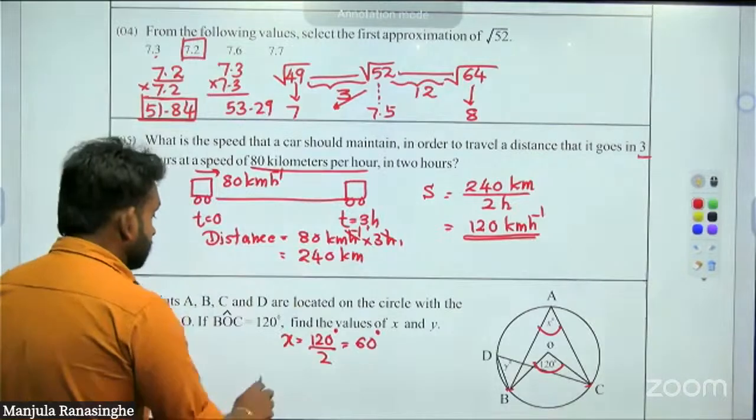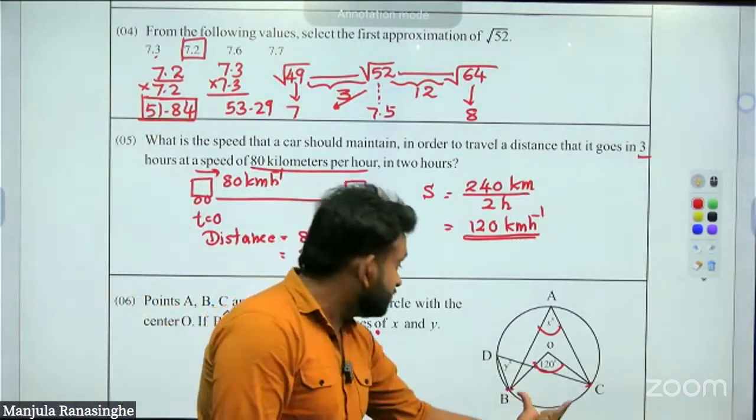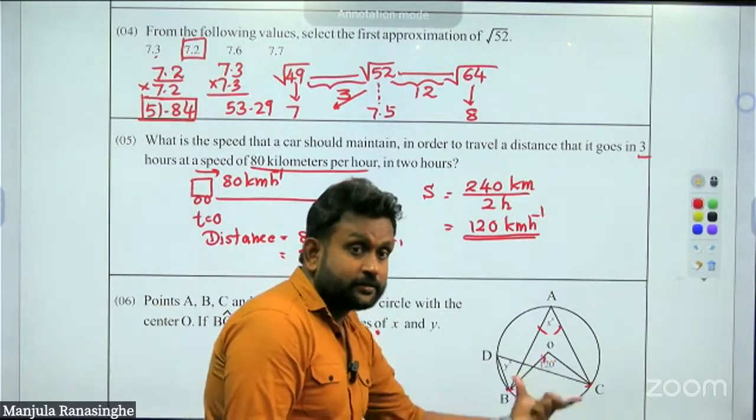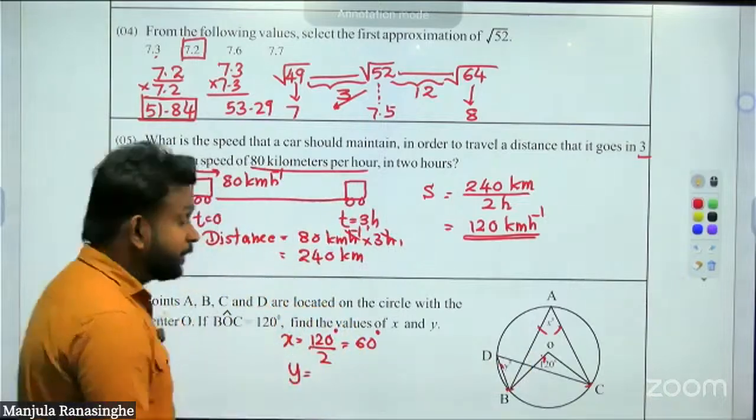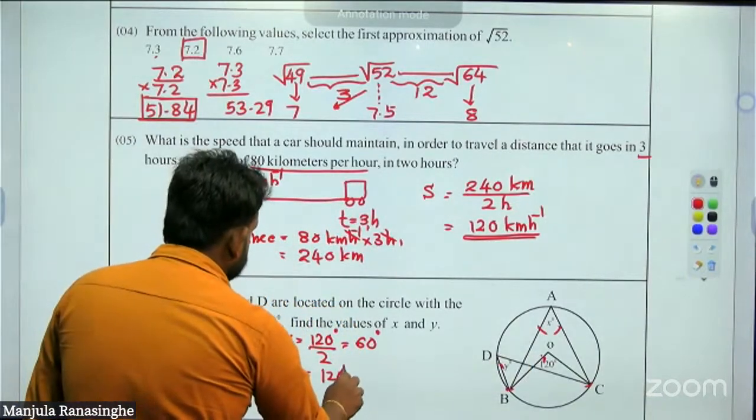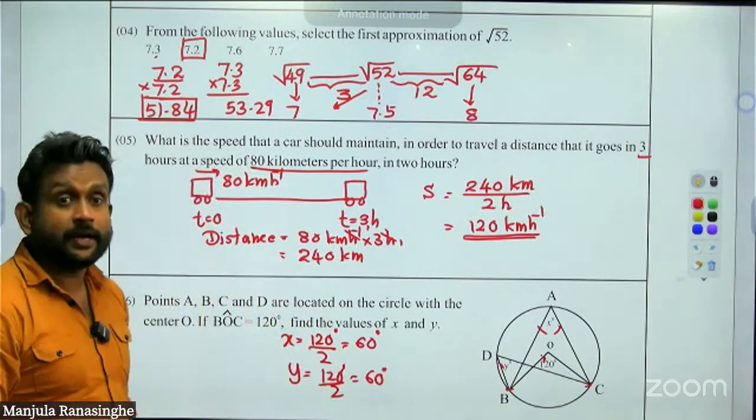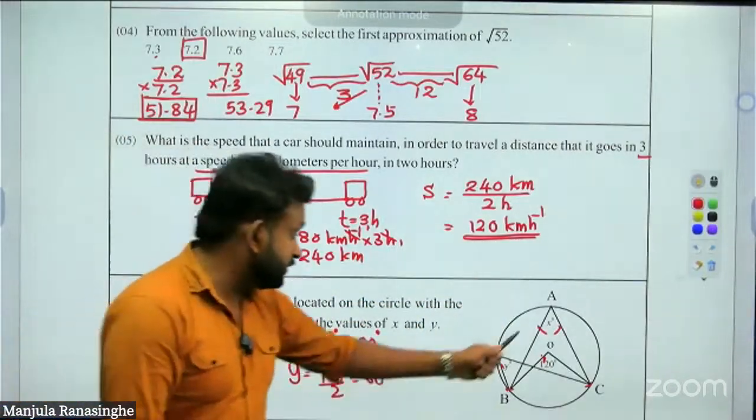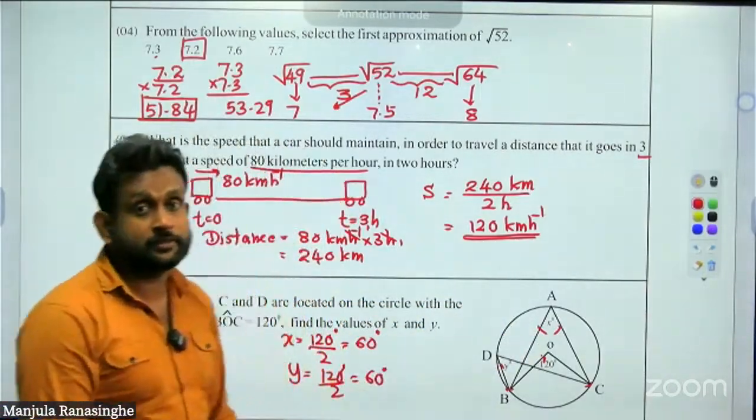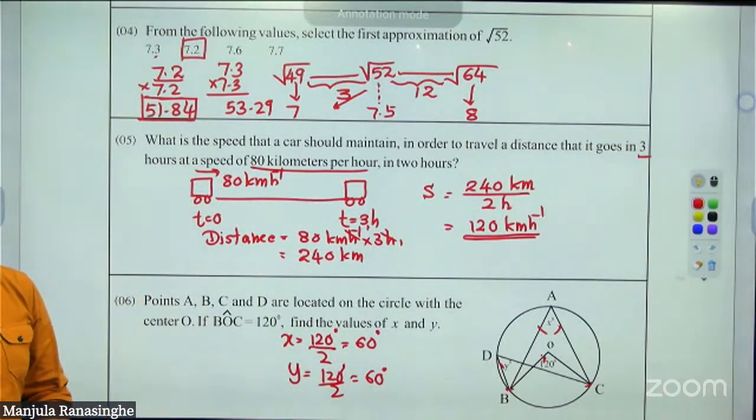Then y is the same. In that manner also you can think: this is the angle at the center, this is the angle at the circumference. So y is also half of 120. So y equals half of 120, which gives you 60 degrees. In the other way, you can think that x and y are angles in the same segment, so x is 60 degrees and y is also 60 degrees. So 60 and 60 are the X and Y answers.